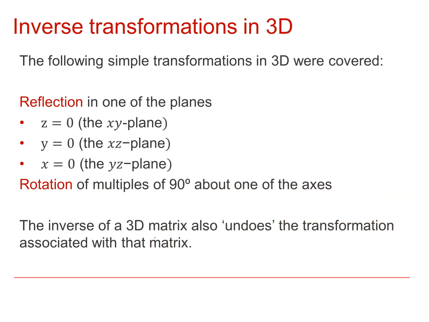The same ideas work in 3 dimensions. These are the 3D transformations that you need to know for AS further mathematics. Reflections in one of the planes, and rotations of multiples of 90 degrees about one of the axes. And the inverse of a 3D matrix also undoes the transformation associated with that matrix. Remember that for AS level, you only need to be able to find the inverses using a calculator.